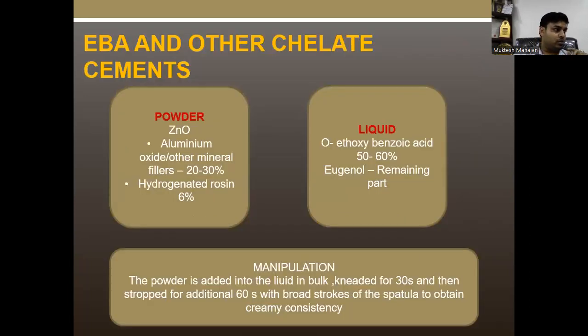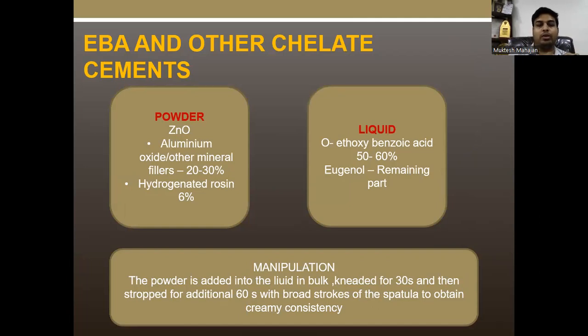Other variants of zinc oxide eugenol, EBA and the other chelate cements: zinc oxide powder, alumina, fillers 20 to 30%, hydrogenated rosin 6%, liquid ethoxybenzoic acid 50 to 60%, and the remaining part is eugenol.